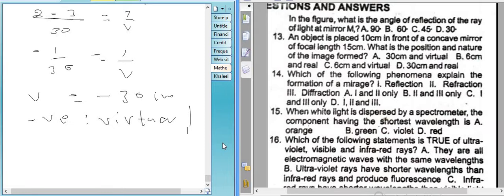Hence, we're going to conclude. Therefore, the correct option is option A, which says 30 centimeters and virtual. So here it is 30 centimeters, where the negative indicates that it is virtual. Therefore, the correct option is option A.